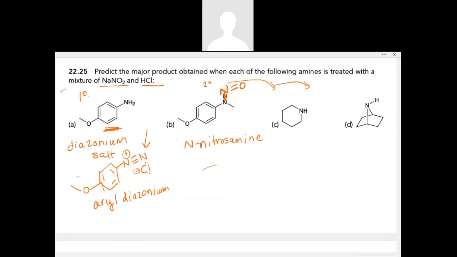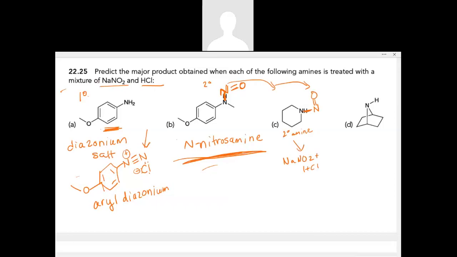Let's take a look at compound C. This is also a secondary amine. So once again, that nitrogen will be bonded to another nitrogen, and that will be doubly bonded to an oxygen. So again, this is a secondary amine. When we react that with our sodium nitrite plus HCl, we're going to get that N-nitrosamine product.